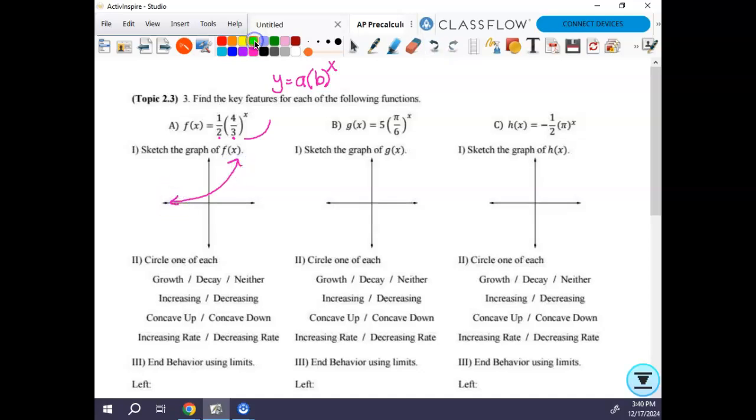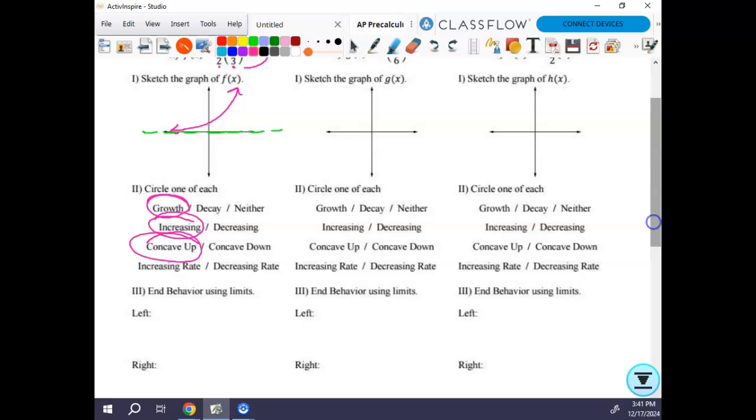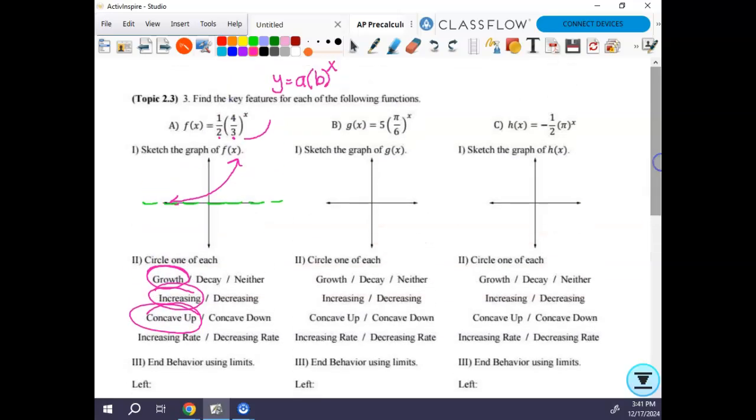And remember that you have an asymptote here. Okay. So this is exponential growth. The function is increasing. It is concave up. Since it is concave up, okay, so let's write out our fun chart also. Since it is concave up, it has an increasing rate.